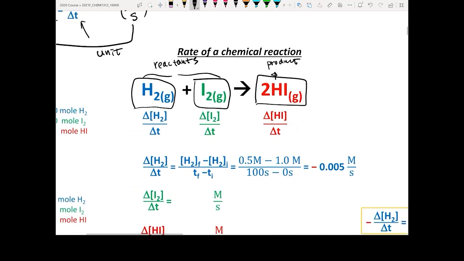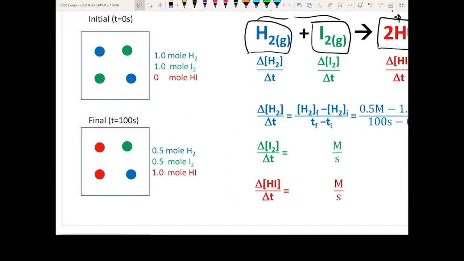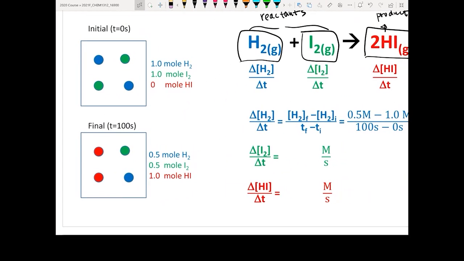However, if you actually look at these things, you will see the problem immediately. The example we're going to give is this: assume that initially you have 1 mole of H2 and 1 mole of I2 as your reactants. You don't have any product in the beginning. Then you let the reaction occur. After 100 seconds, you are left with 0.5 mole of H2, 0.5 mole of I2, and 1 mole of HI. So that's the initial and the end, and the time span is 100 seconds.